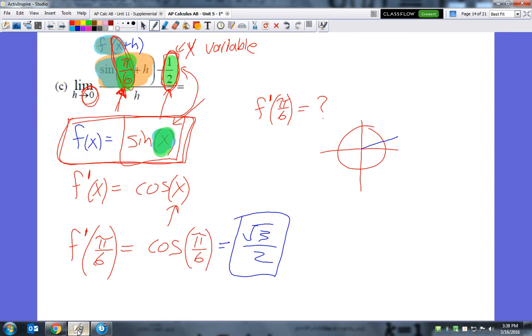So again, if you need to rewind this, by all means do so, because this is going to be very beneficial on the test when you go to use this shortcut rather than doing it the long way that I did from before. Alright, and I believe that's it for today.